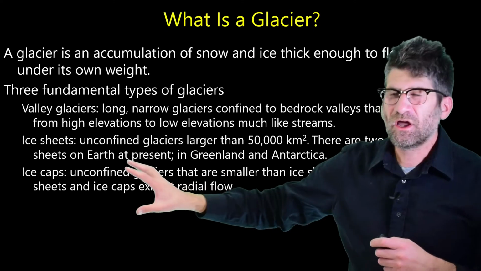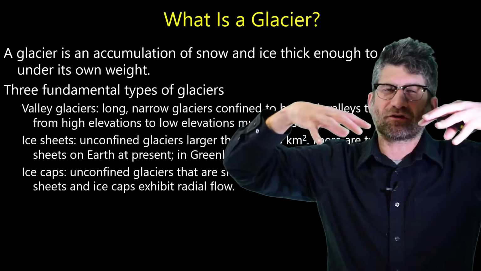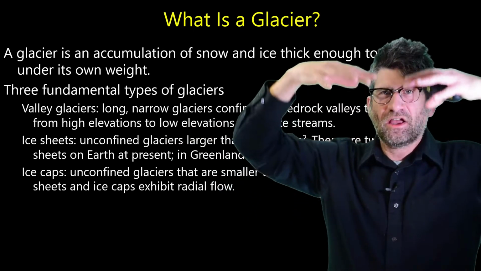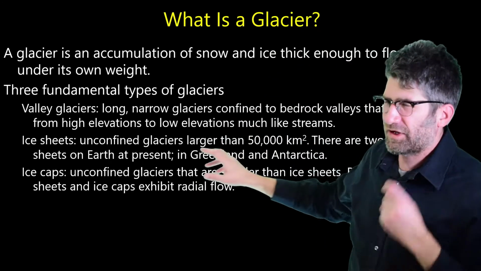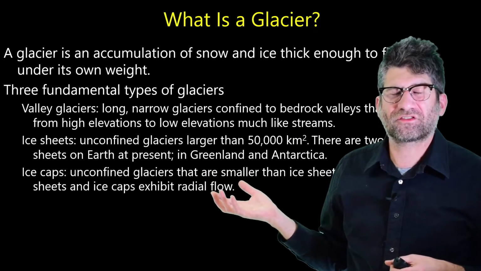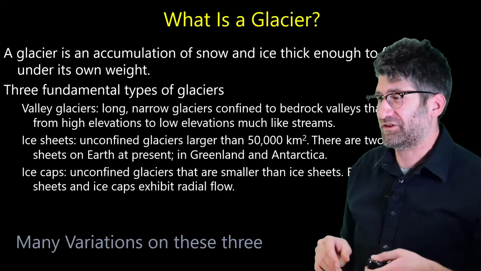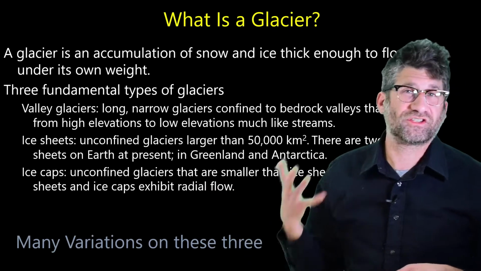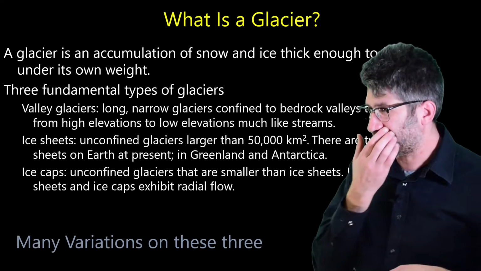And finally, we have what are called ice caps. Ice caps cover a particular part of a landscape, and they end in valley glaciers that flow off the sides. So they kind of completely cover the top of a mountain range and flow off the sides. A great example of an ice cap from the recent geologic past, the last glacial maximum, would be the Yellowstone ice cap that was on top of the Yellowstone Plateau. And of course, there are many variations on these three, and I encourage you to take an entire class in glaciology where you can learn about the subtle differences in glaciers.